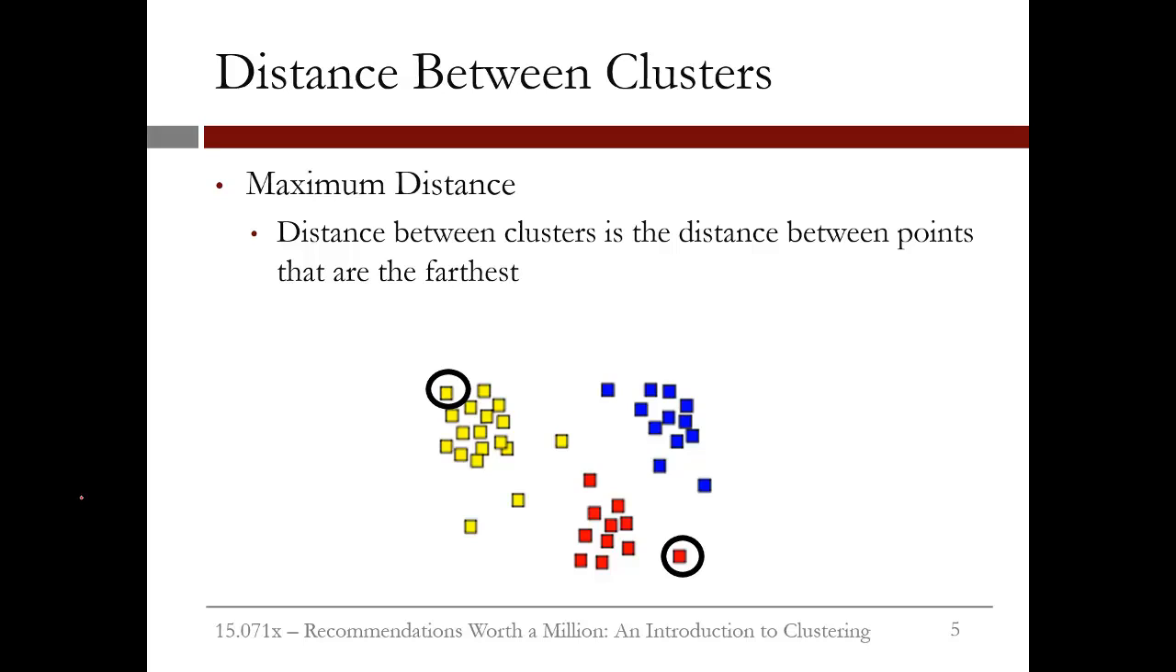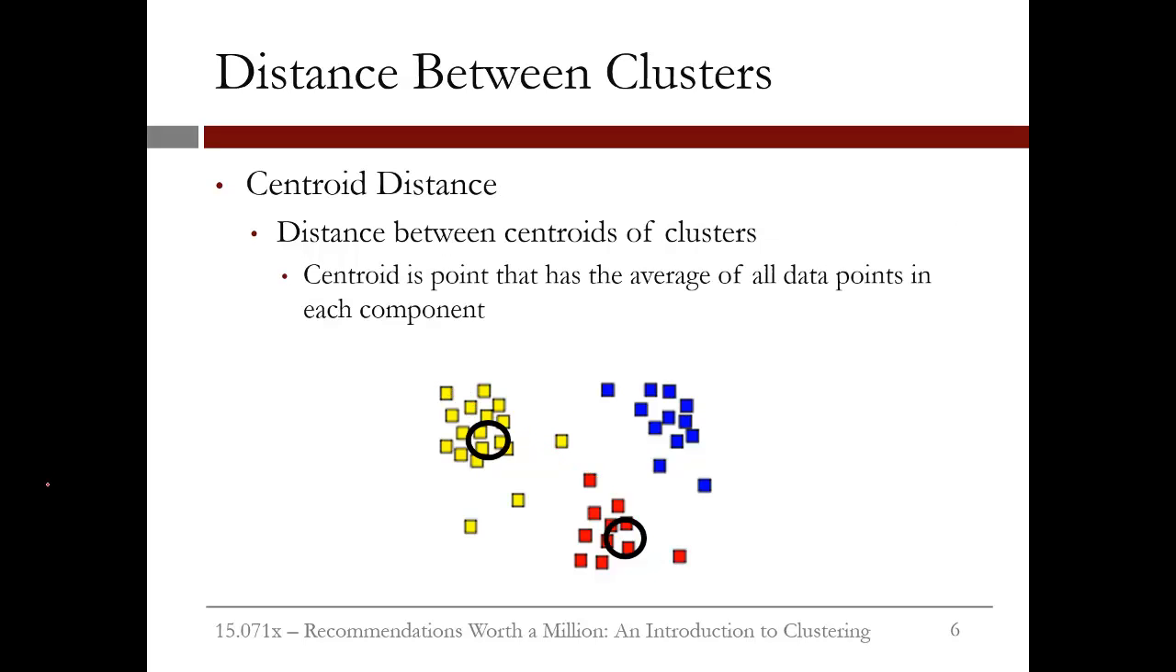Alternatively, we could use maximum distance. This one computes the distance between the 2 clusters as the distance between the 2 points that are the farthest apart. So for example, we would compute the distance between the yellow and red clusters by looking at these 2 points. Here, it doesn't matter how close together the other points are. All we care about is how close together the furthest points are.